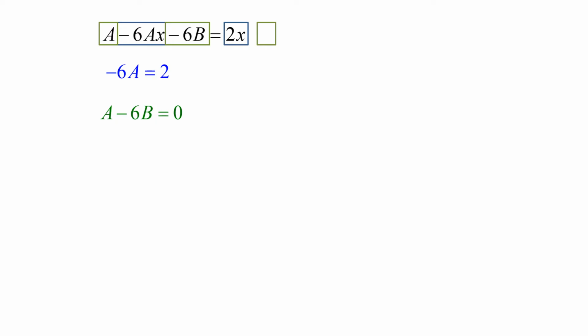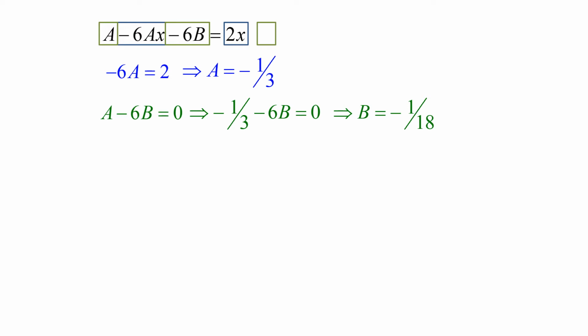Looking at that first equation, if negative 6a is equal to 2, that means a has to equal negative 1/3. We can take that a equals negative 1/3 and plug it into the second equation. So negative 1/3 minus 6b equals 0. If we solve that, we'll get b equals negative 1/18. So that means our particular solution, yp, is going to be negative 1/3 x minus 1/18.